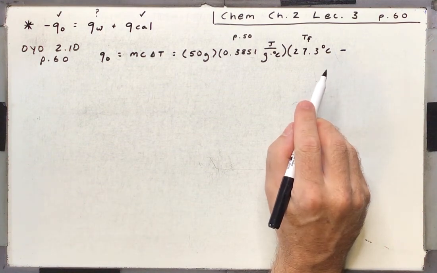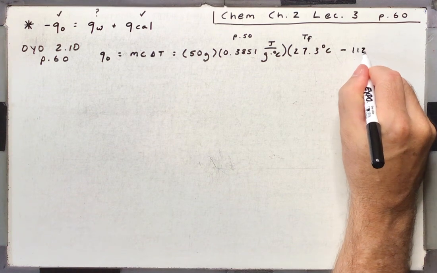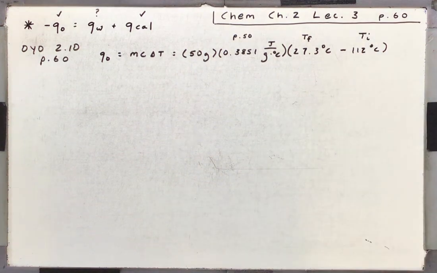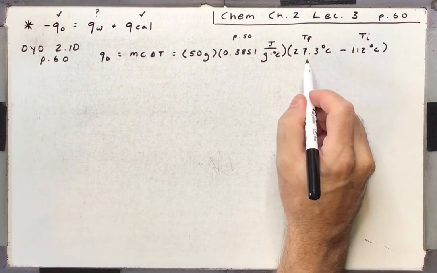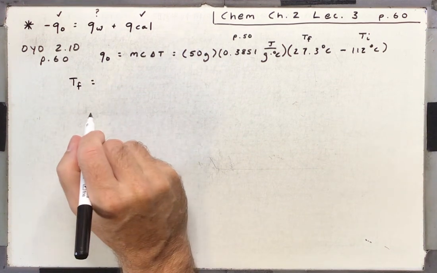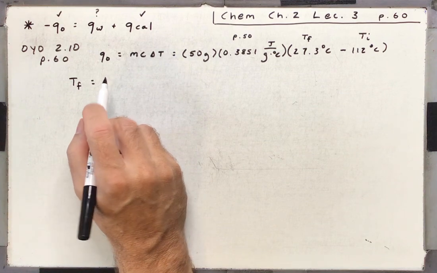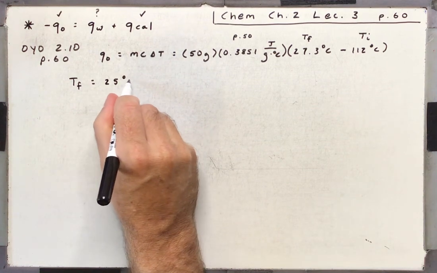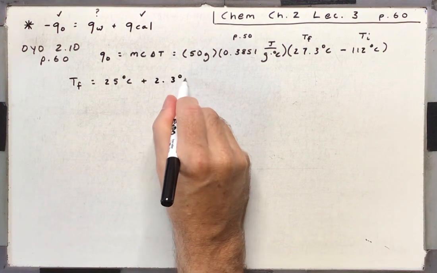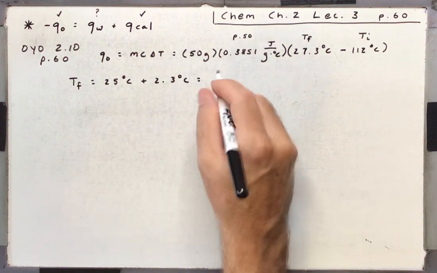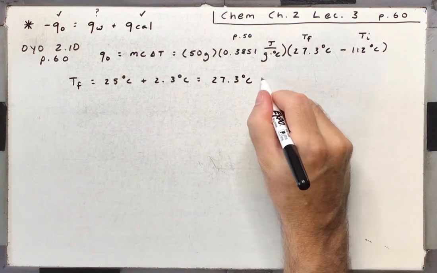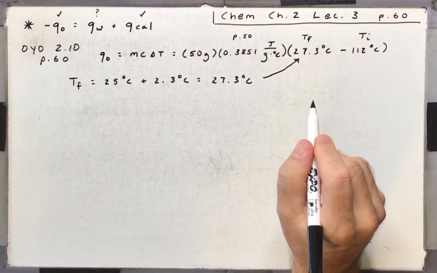And then the copper started out at 112 degrees. That was our T initial. Okay, so the way that I know it is that the water, so T final, the water started out at 25 degrees Celsius, and it was raised by 2.3 degrees Celsius. So that's just from the problem. So that's 27.3 degrees Celsius. So that's how I got that final temperature.